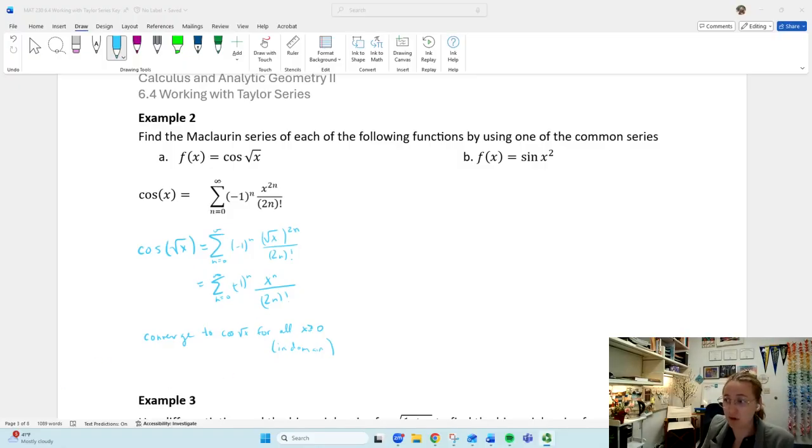So my interval of convergence would be from 0 to infinity. That isn't just including the x's that are in our domain. Let's look at our b function, so sine of x squared.